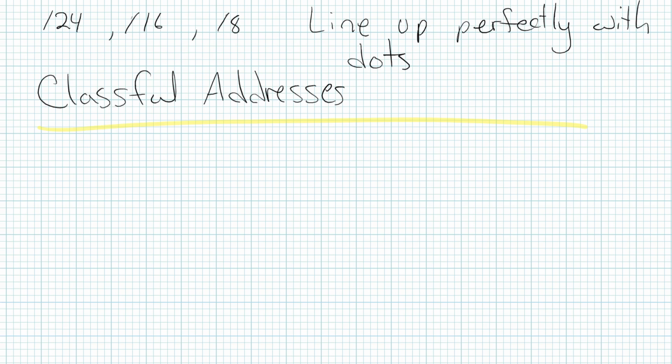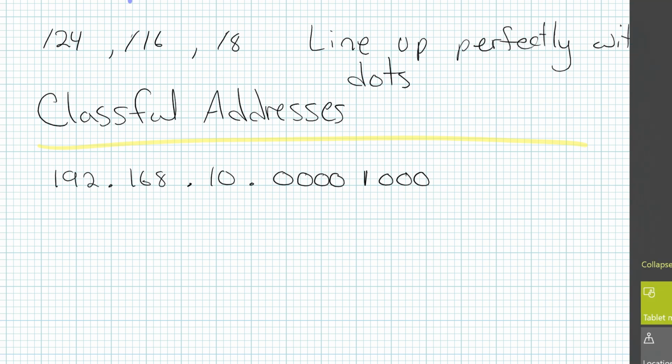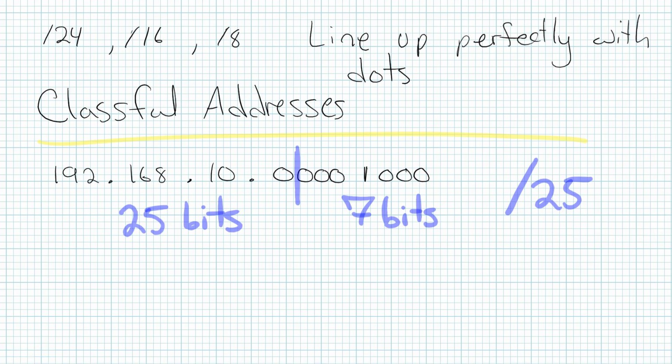We can also do what we call classless addresses. There's nothing actually bad about these addresses. They just don't line up on the dots. So for example, if we had 192.168.10.8, I'm going to write the last bit in binary here. If we were to split this address here, what we would find is that we had 25 bits here, and we have 7 bits here. So in this case, it's a /25 network.